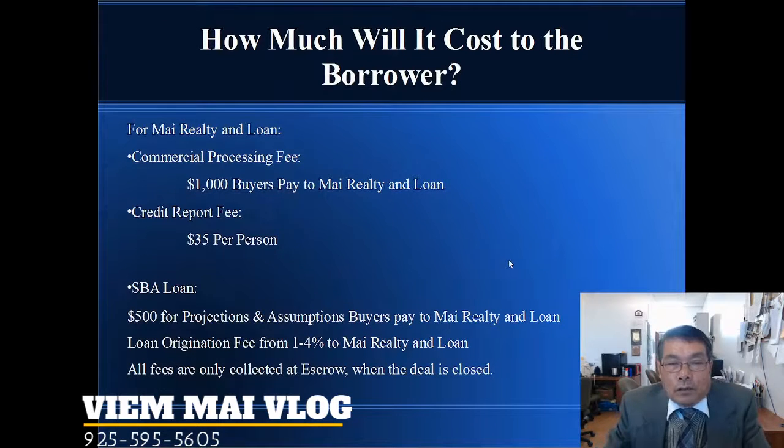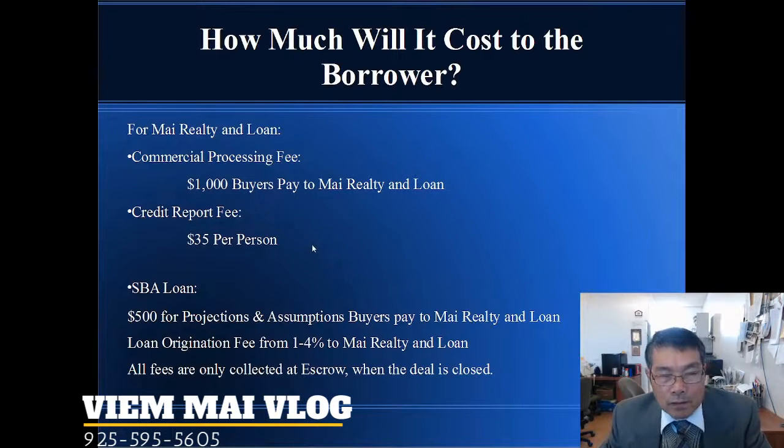How much will it cost the borrower? For My Realty and Loan, the commercial processing fee is $1,000 for one loan. The credit report is about $35 per person. For the SBA loan, if it is a new business, we have to do a projection, or if they already have a business but want to expand to another location, it is $500 for projection and assumption. The origination fee the buyer pays to My Realty and Loan is from 1% to 4%, but we never charge 4%. Some lenders let brokers collect up to 4%, so we put the max there. It depends on the size of the loan.